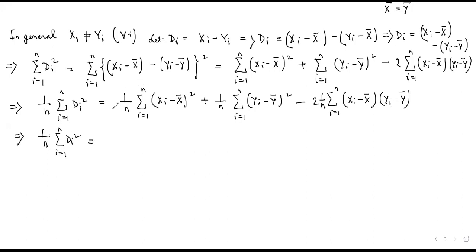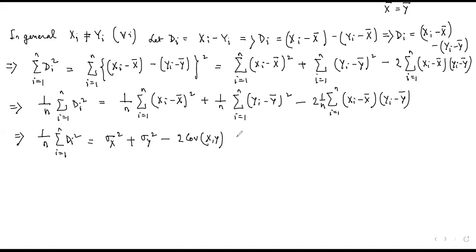So we are getting 1 by n summation di square, i goes from 1 to n, is equal to, try to identify this expression. This expression is nothing but the variance of x. So we can write 1 by n summation (xi minus x bar) whole square, this is variance of x, so we can write sigma x square, plus 1 by n summation i goes from 1 to n (yi minus y bar) whole square is sigma y square. And try to identify this expression, 1 by n summation i goes from 1 to n (xi minus x bar) into (yi minus y bar). This is covariance of xy, multiplied by the constant quantity 2. So we are actually getting this expression.